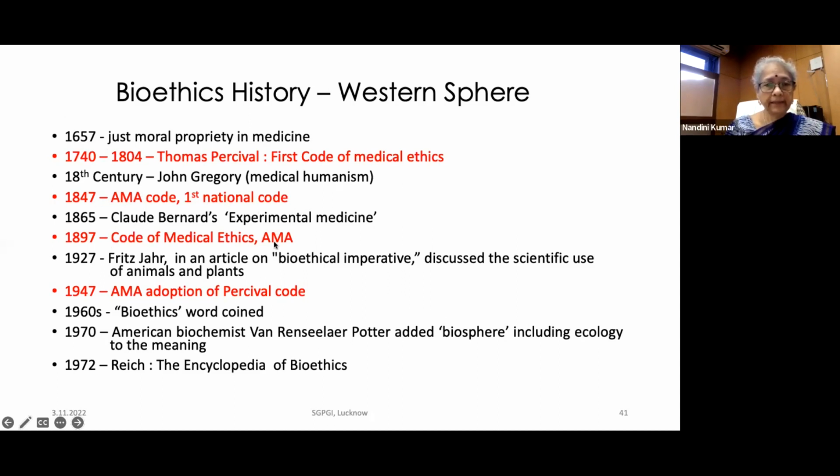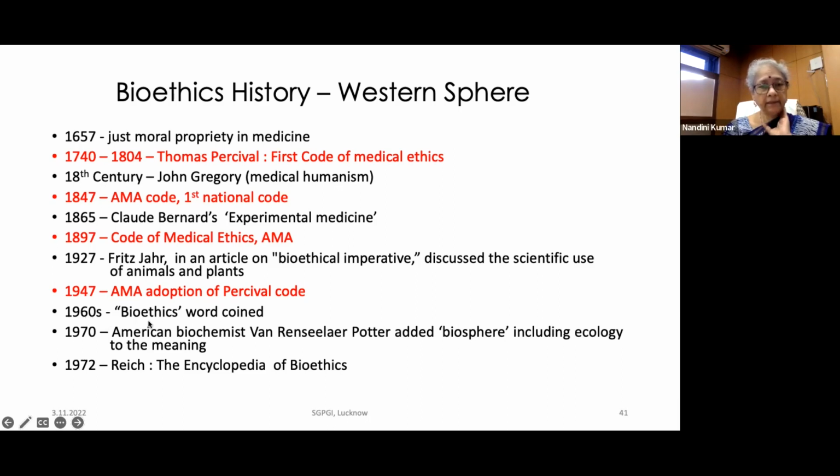So, Code of Medical Ethics, again, 50 years later, the same association made it as a Code of Medical Ethics. Now, Fritz actually included the concept of scientific use of animals and plants in that, because this is all about humans. And then in 47, again, the American Medical Association adopted the Percival Code as the code that you see, the Nuremberg Code.